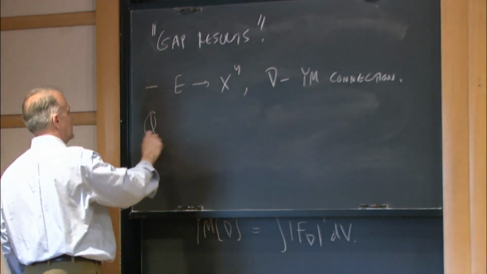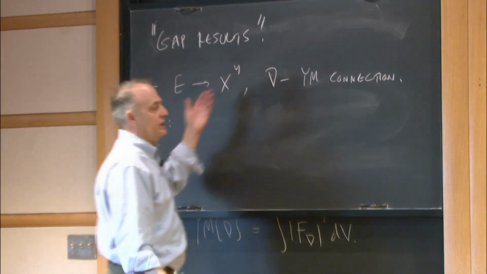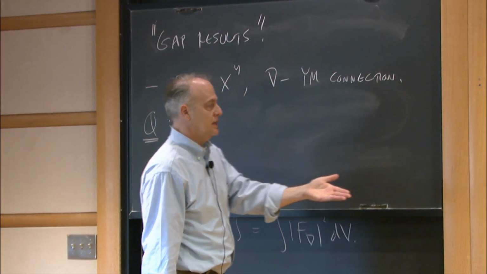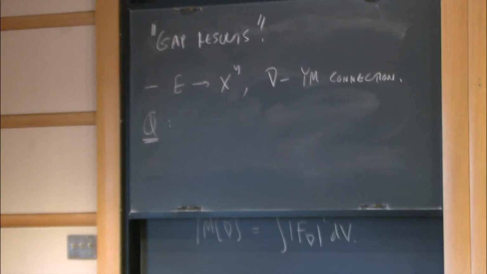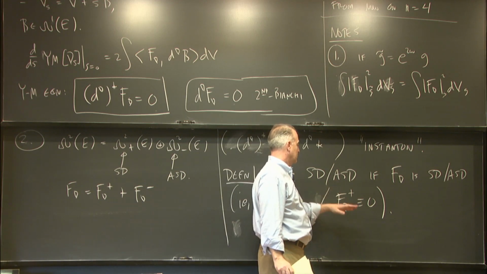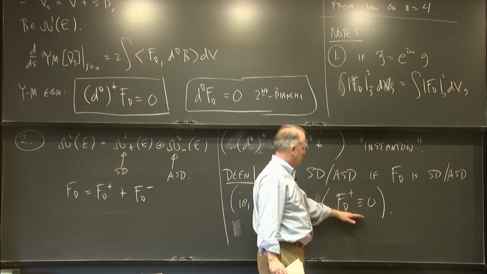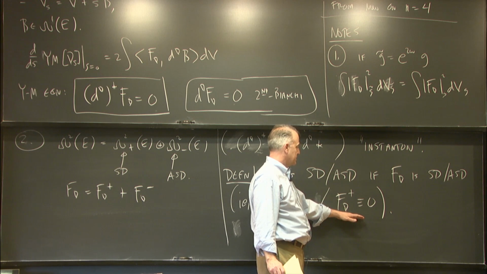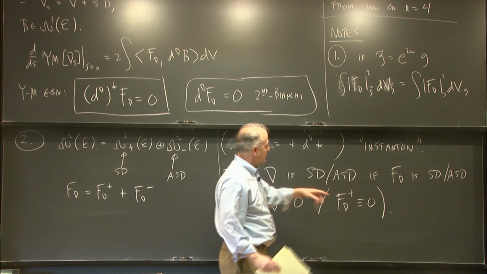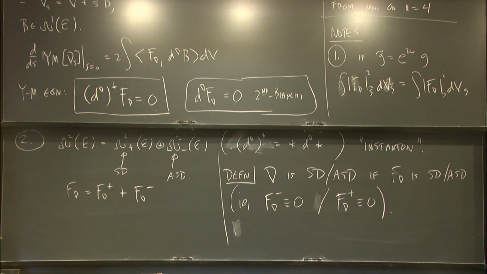Here's the kind of question I want to ask. If it's a Yang-Mills connection, it could be an instanton. Maybe it's self-dual. Actually, the way I'm going to write it, it could be anti-self-dual, so the plus part of the curvature vanishes. That's one possibility. But suppose that's not the case, so the plus part is not identically zero. Then is there necessarily some discrete gap in the Yang-Mills energy?